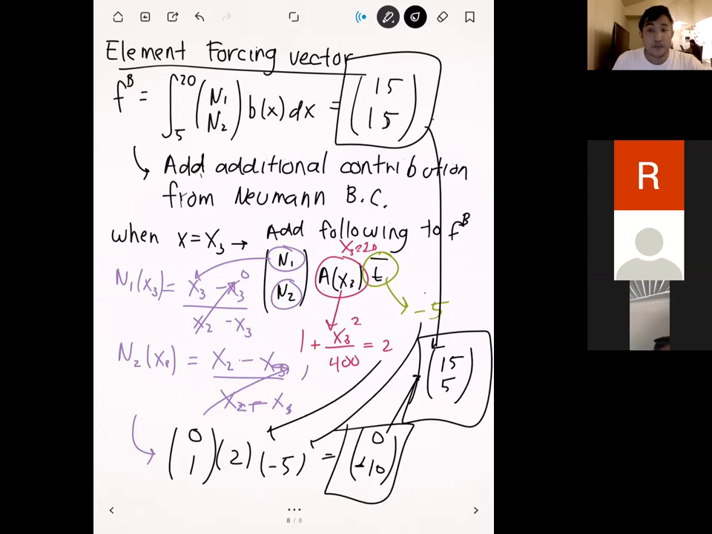And remember, if your element borders the Neumann boundary condition, you have to account for that in your element forcing vector. So you actually have to evaluate both the forcing vector due to the body force and also the forcing vector due to the Neumann boundary condition. And when you're evaluating this entire expression, the N1, N2, A, T bar, you evaluate it at the x coordinate of your Neumann boundary. All right, any questions on how we obtain this element forcing vector?